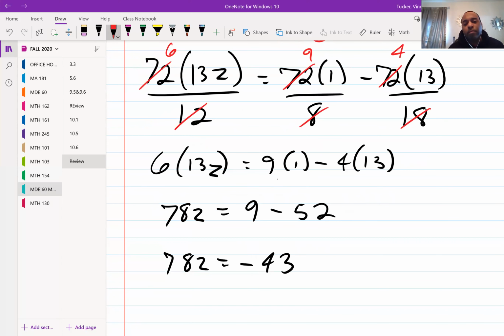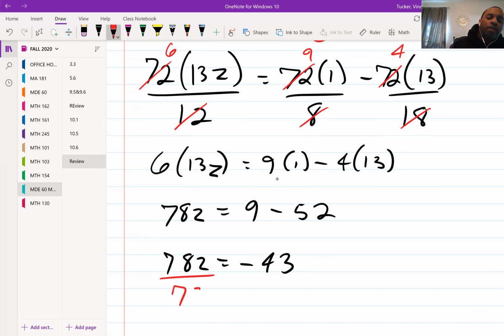All right, can I ask you where you got this 52 from? 4 times 13. Oh, because the 9 is just by itself. I see what you mean. So we did 6 times 13, this is for everybody. 6 times 13 gave us that 78. Of course, 9 times 1 is 9. And then 4 times 13 is that 52. And then 9 minus 52 is negative 43.